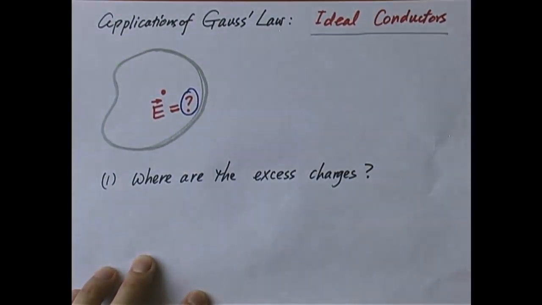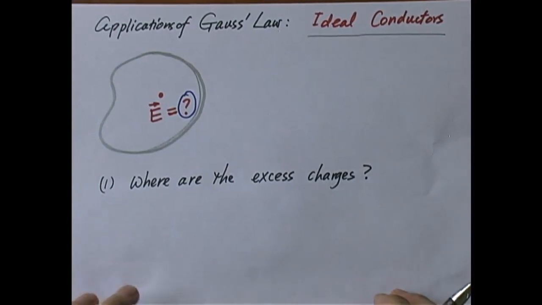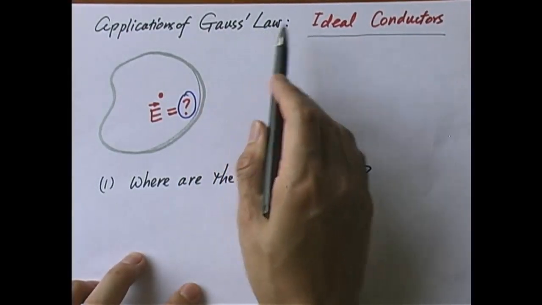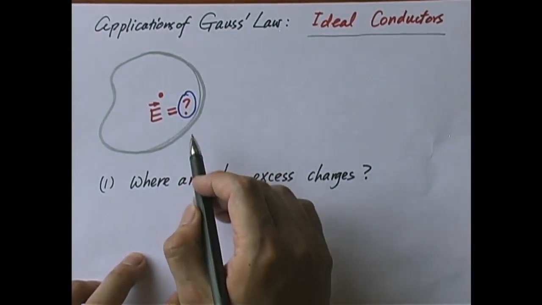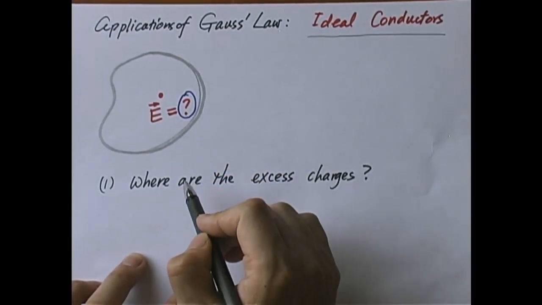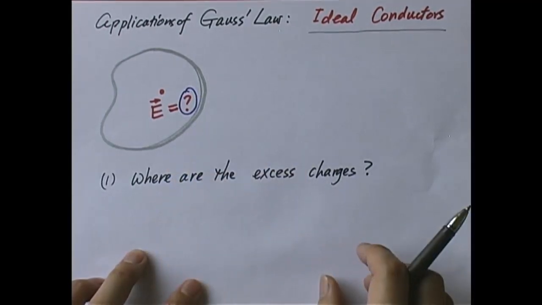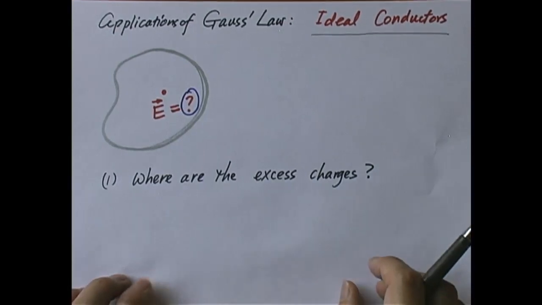This has nothing to do with Gauss's law. It's just a requirement for the system to be ideal. There is no resistance. But when we combine the requirement of Gauss's law and the requirement of an ideal conductor, that is E equal to zero inside, we will be able to find interesting results regardless of any symmetry consideration. So what are the interesting results we can find?